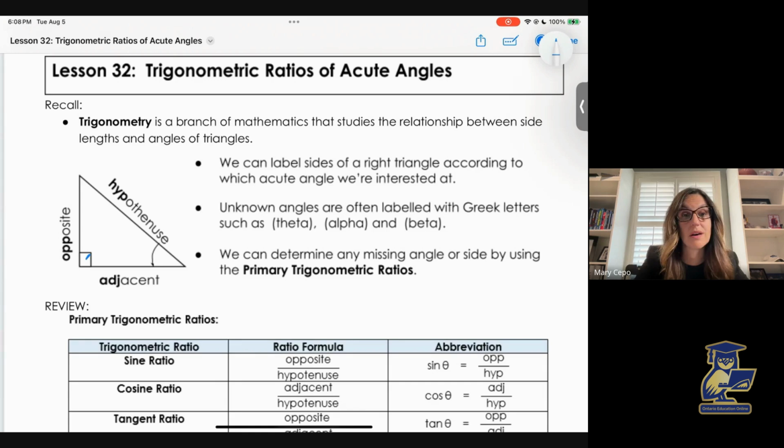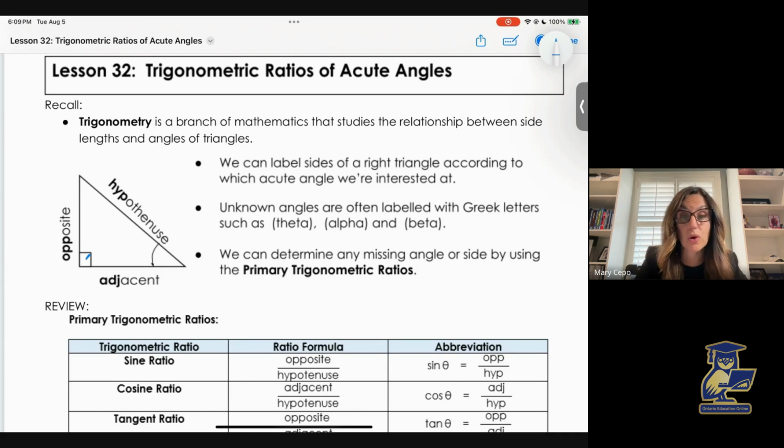We can label sides of a right triangle according to which acute angle we're interested in. To the left, we have a right angle triangle. The square indicates that we have a 90-degree angle in that triangle. Now, all the sides can be labeled according to either of the two acute angles, so less than 90 degrees. All the angles in a triangle have to equal 180. So if one is 90, the other two together have to have a sum of 90. So both have to be less than 90 degrees.